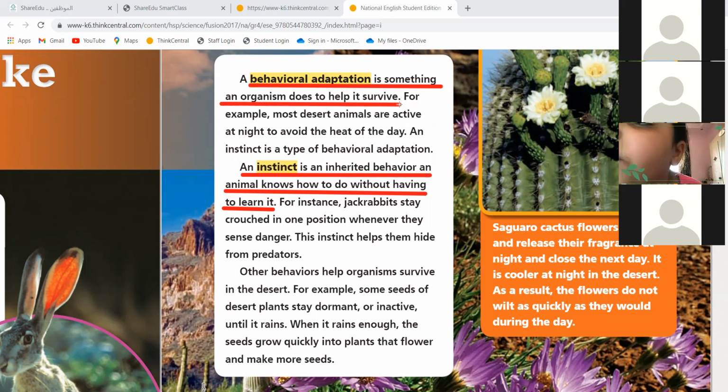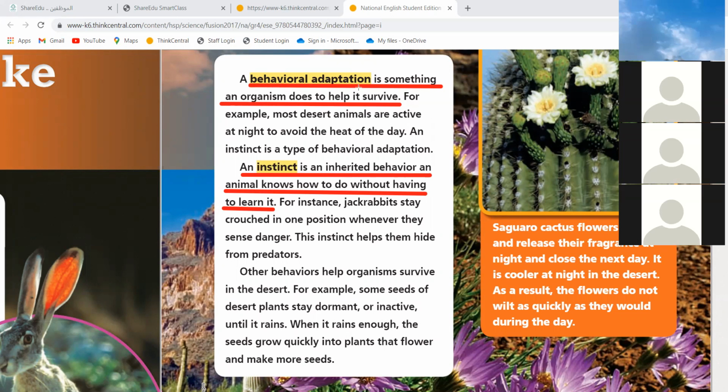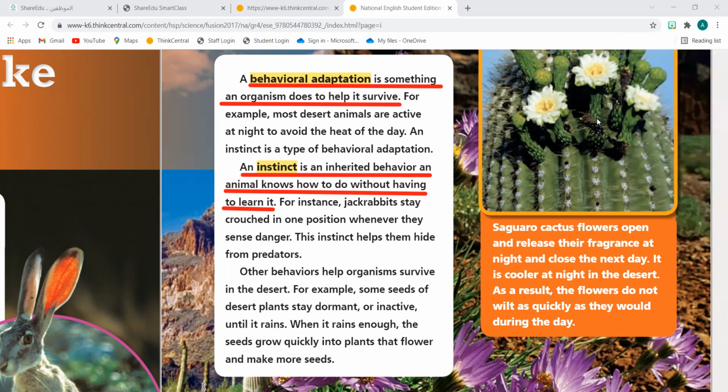A behavioral adaptation is something an organism does to help it survive. For example, take a look at this cactus. Most desert animals are active at night to avoid the heat of the day. So this is a behavior, something they do, something they act. When they are active at night to avoid the heat, this is a behavior that they are following.